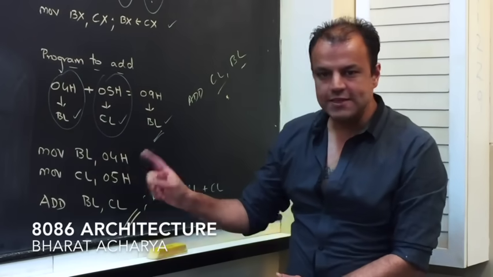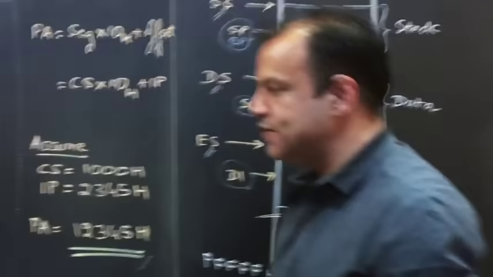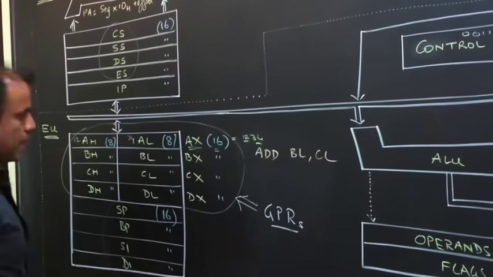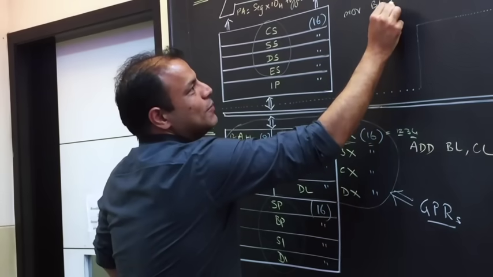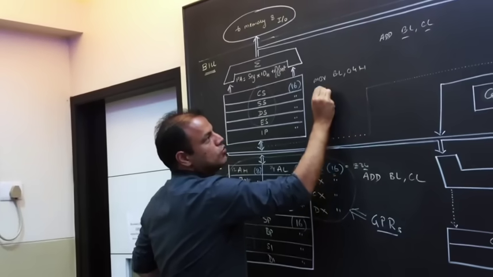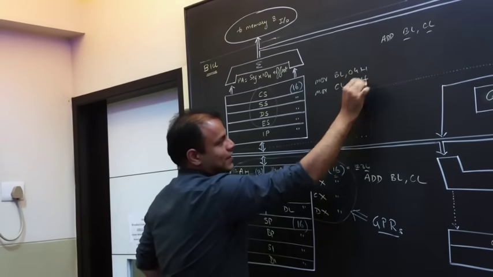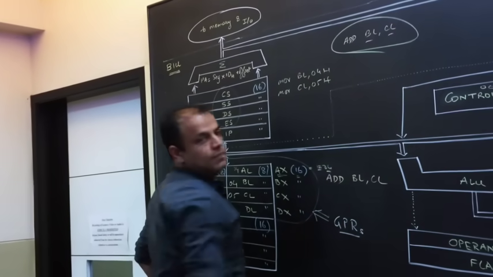Now, the same thing, we will do it in the architecture. That's it. With that, you'll understand the whole architecture. Come on. The first step we did was move BL, 04. So BL gets the value 04. Then we did move CL, 05. CL gets the value 05. Now that we did add BL, CL.